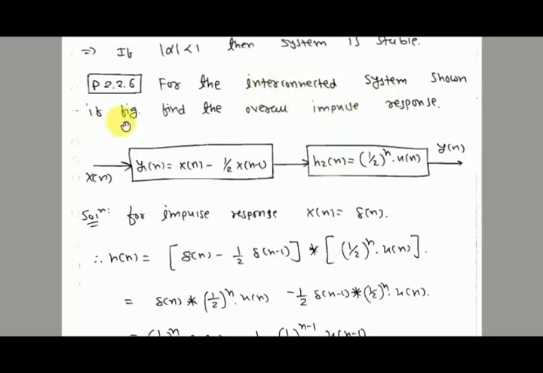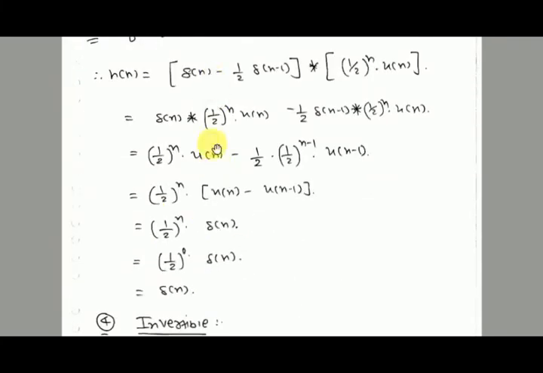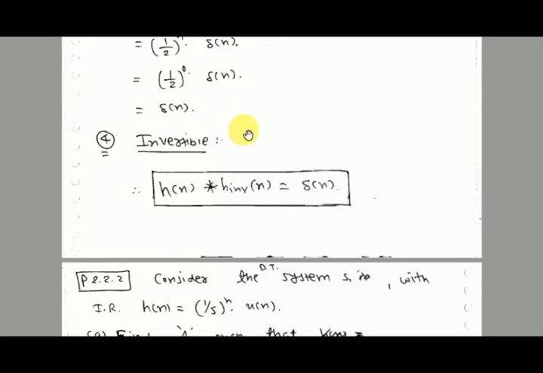The next problem is: for the interconnected system shown in the figure, find the overall impulse response. You find your h1 of n and h2 of n, convolve these two, and you will get h of n. How will you find h1 of n? h of n is the impulse response due to an impulse as input. If you apply an impulse function as input, you will get the impulse response as output. So put here del of n and here del n minus 1, you will get h1 of n, and convolve with h2, you will get h of n.